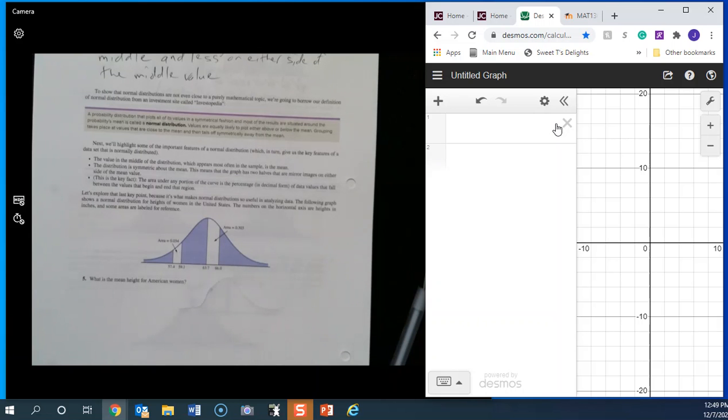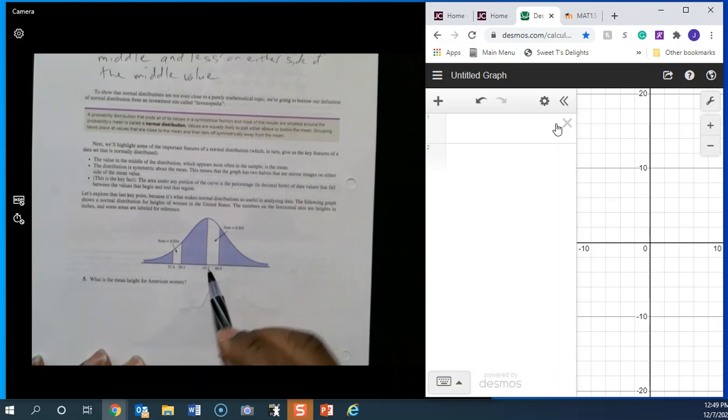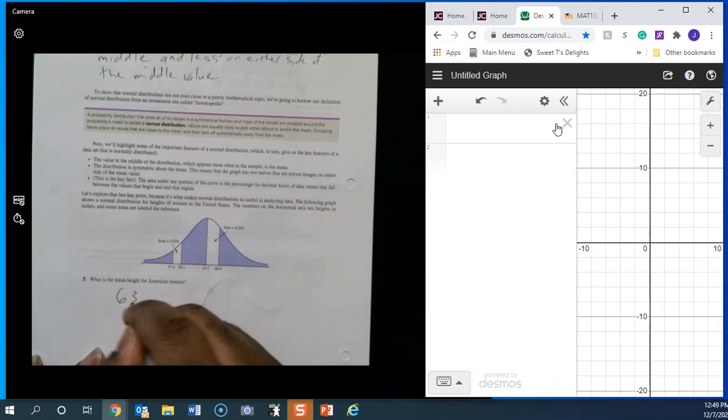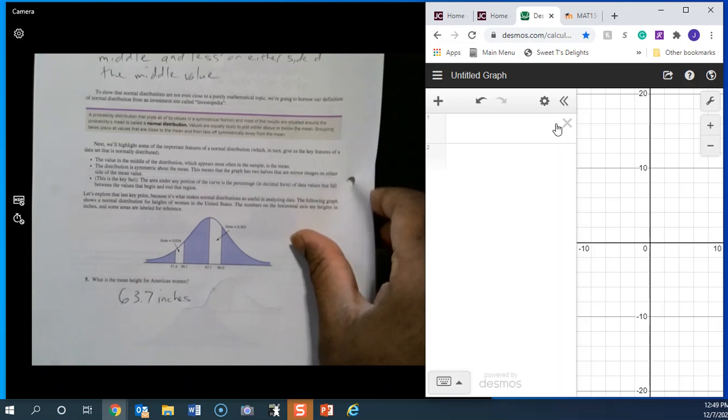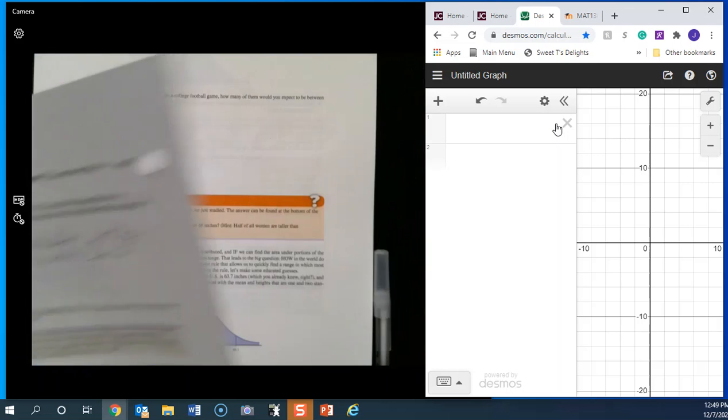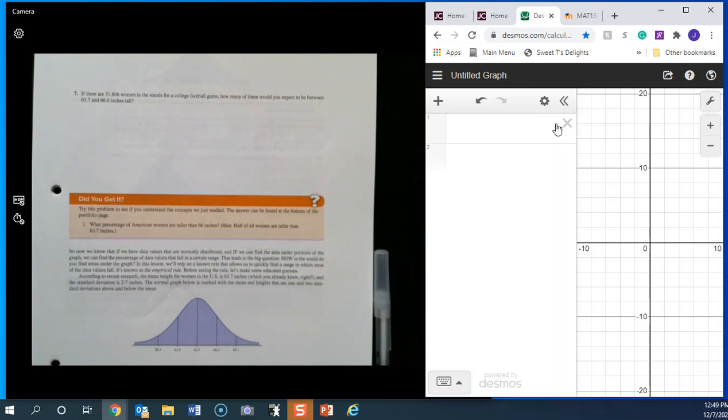Now, if we look here, it says, what is the mean height of American women? Now, if you look here, this is actually in the middle here. The mean height would be 63.7 inches. That would be the mean height, which is almost 5 feet 4 inches. Very close, but not quite. All right. So now we move on to the next page.